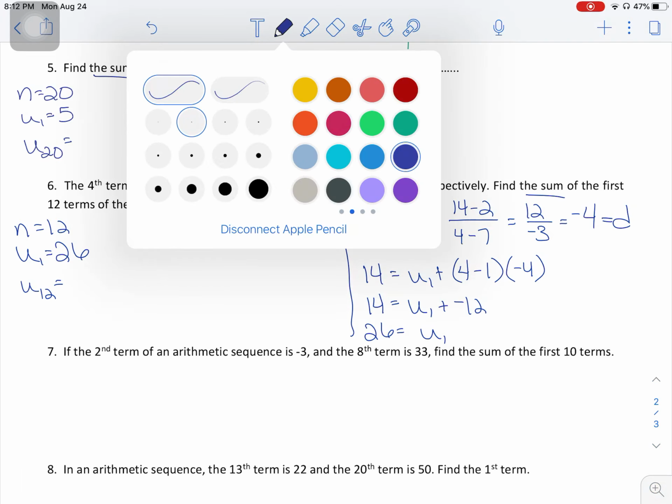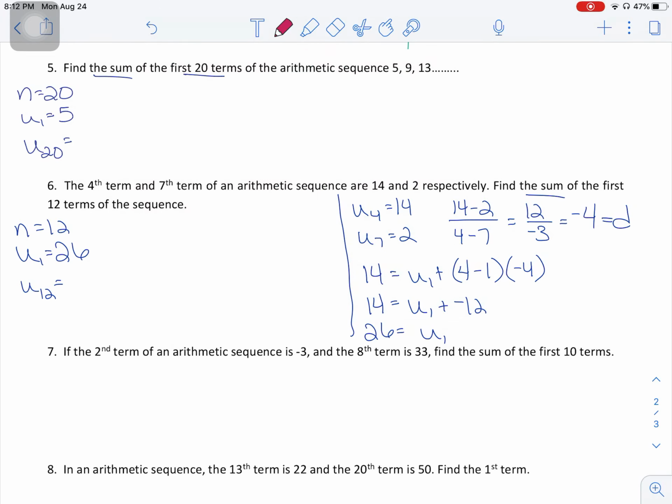Off to the side, really quick side note here, I change colors a lot when I'm doing these problems, just FYI.